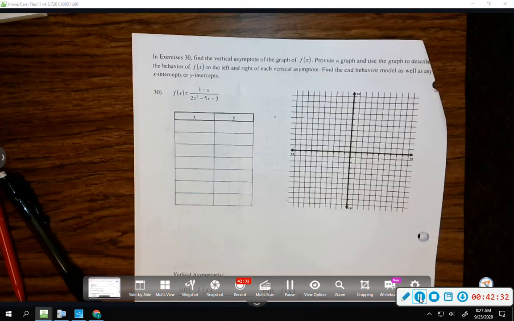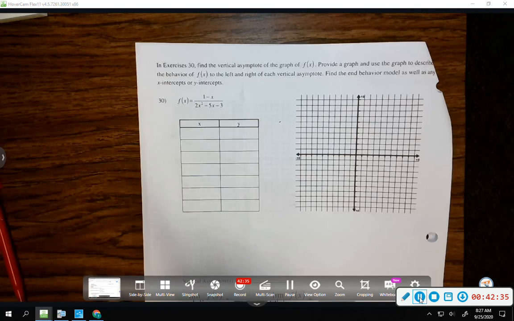On problem number 30, it's very similar. Can we factor the denominator?